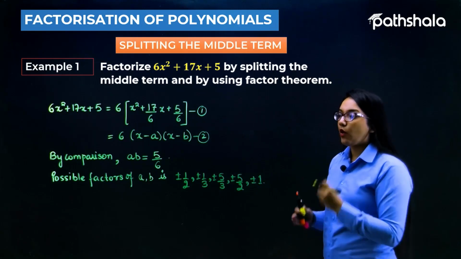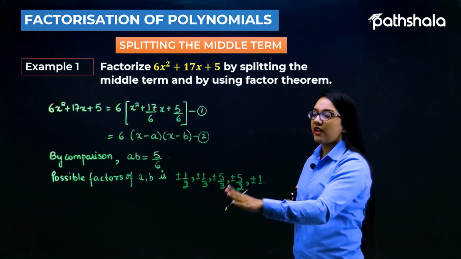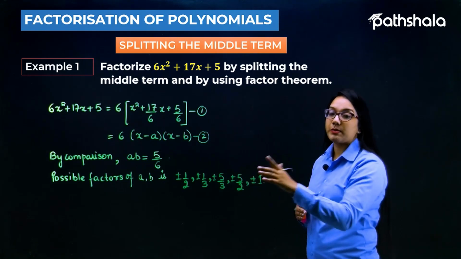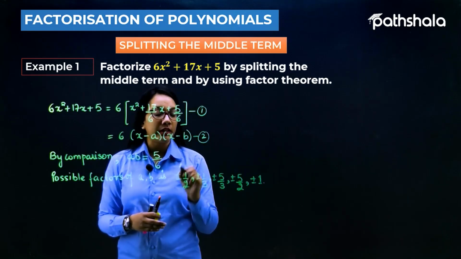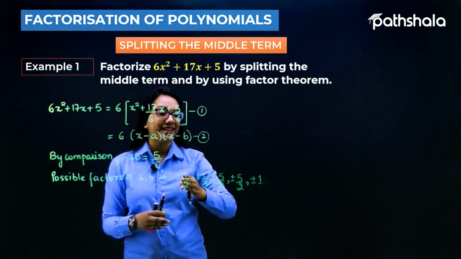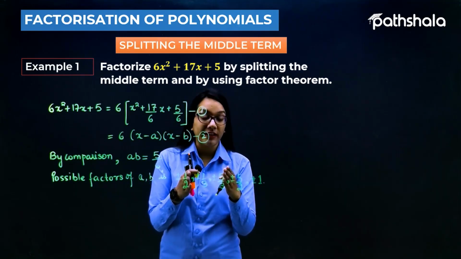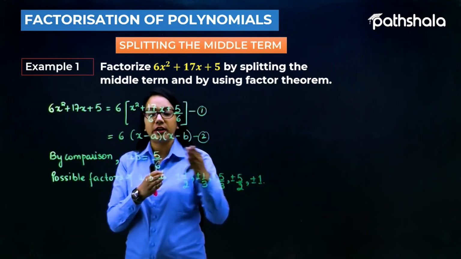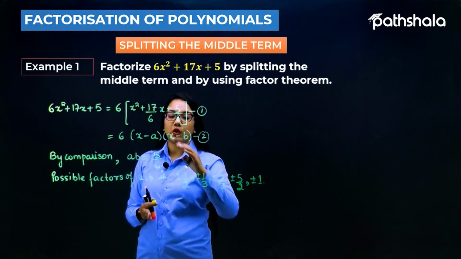ab's factors can be of the form plus minus 1 by 2, plus minus 1 by 3, plus minus 5 by 3, plus minus 5 by 2, or plus minus 1. Because if we take the value as a half, then with respect to the half, we can take the value as 5 by 3. So half and 5 by 3, when multiplied with each other, will definitely give the answer 5 by 6. So these are all the factors of 5 by 6.